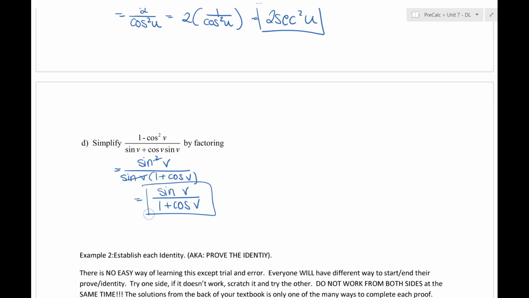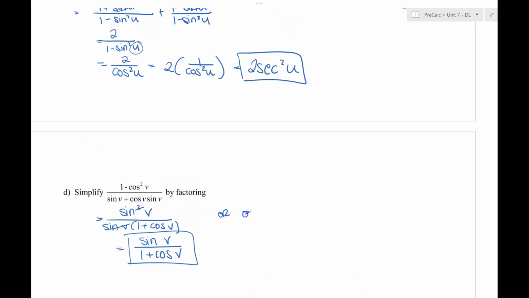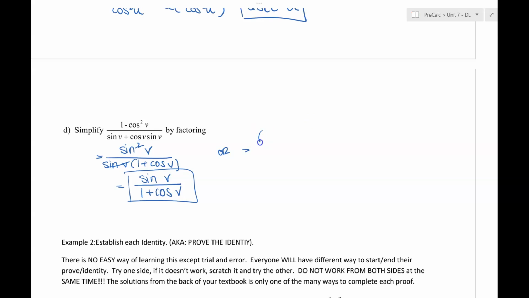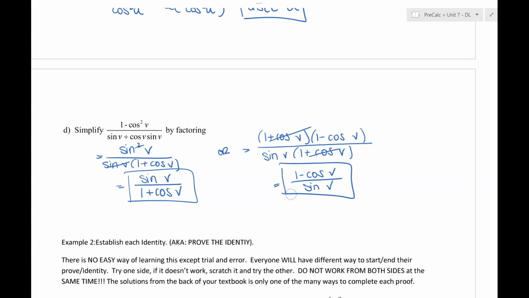Now, some of you might see the numerator as being able to factor 1 plus cosine of v times 1 minus cosine of v, and you're not wrong. Okay, there are different options here. And that causes us to cancel out one of the factors, and we're left with 1 minus cosine of v all over sine of v. Either one I would have accepted. Please know you have those options, okay?